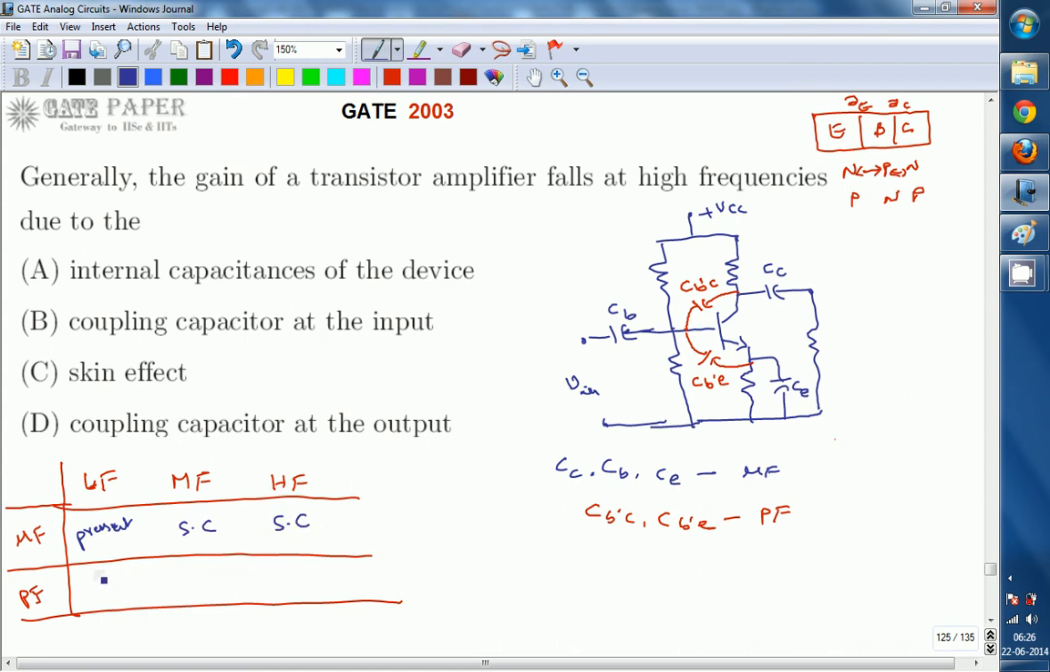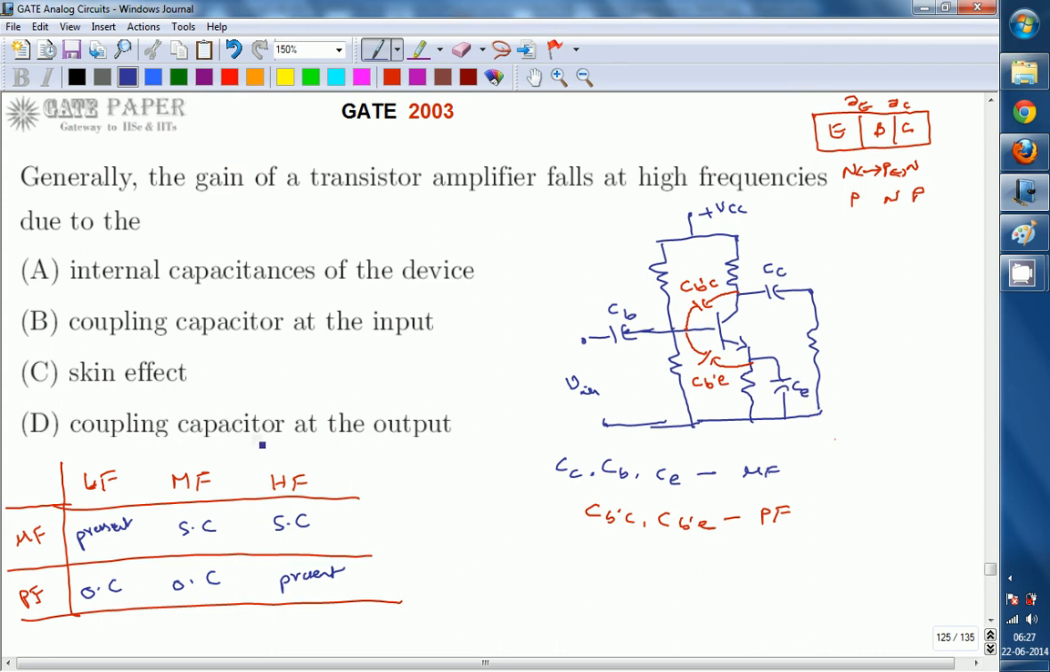Picofarad capacitors act as open circuit at low frequencies and mid frequencies, and at high frequencies they are present, so you must consider them for the analysis. At low frequencies, microfarad capacitors should be considered; at high frequencies, picofarad capacitors, that is the internal capacitors, should be considered. Since we are considering the transistor amplifier at high frequencies, the microfarad coupling capacitors act as short circuit, so they have no effect at high frequencies.